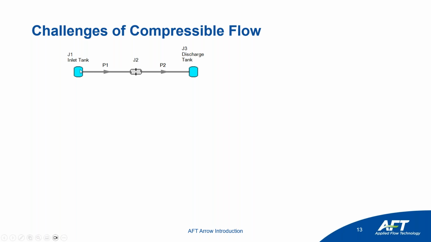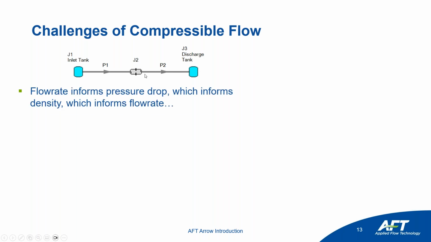So here we have, again, a very similar system: our inlet tank and our discharge tank, flowing through an orifice. If we think about how we're solving this system, the flow rate going from the inlet to the discharge informs our pressure drop. The pressure drop, with the pressure within the pipe, determines how dense our fluid is. The less pressure, the less dense our fluid. That informs our velocity, that informs our pressure drop, which informs our density, which informs our flow rate, and so forth.